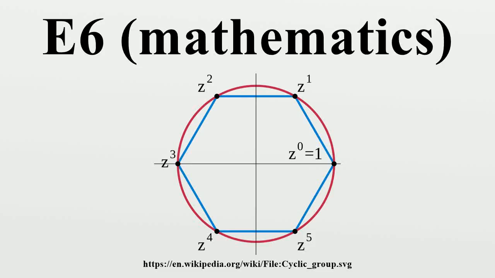In mathematics, E6 is the name of some closely related Lie groups, linear algebraic groups or their Lie algebras, all of which have dimension 78. The same notation E6 is used for the corresponding root lattice, which has rank 6.